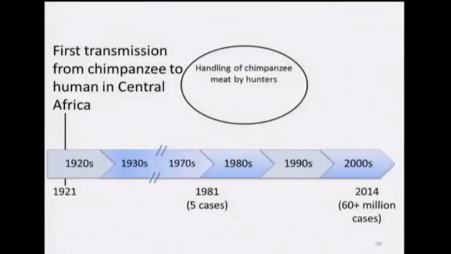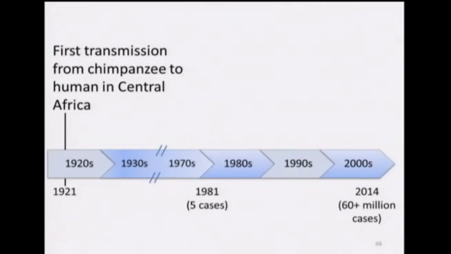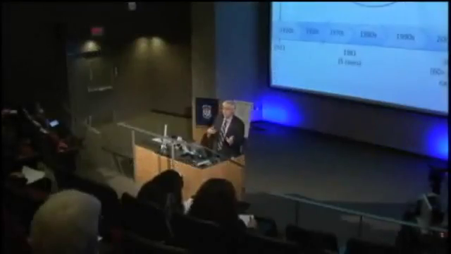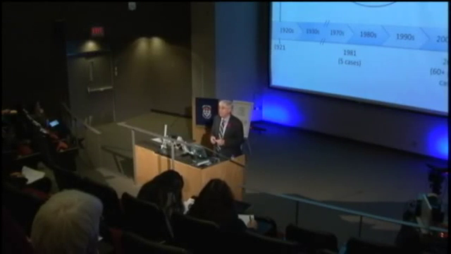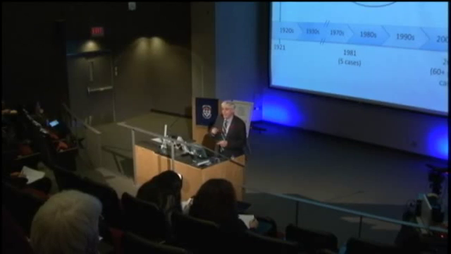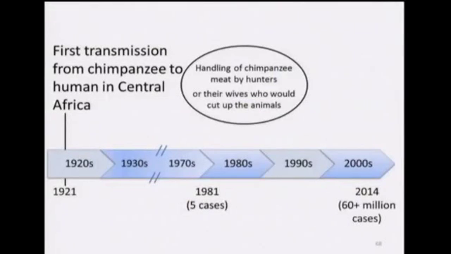Going back to this here, what we understand now is that it's a virus that came from chimpanzees, and that through the handling of chimpanzee meat by hunters or their wives, there was contamination from the blood, and a first case happened early in the century. And this probably actually happened more than once over decades. So from chimpanzee to human, we know it happened more than once. But there was this initial case almost 100 years ago now.